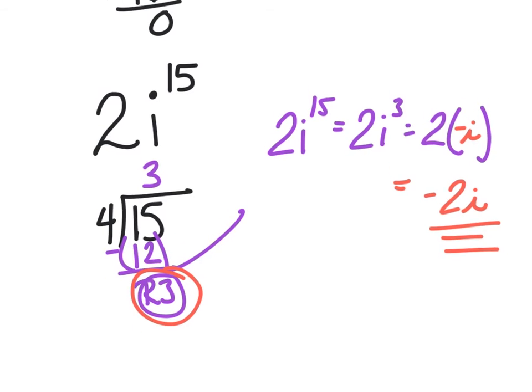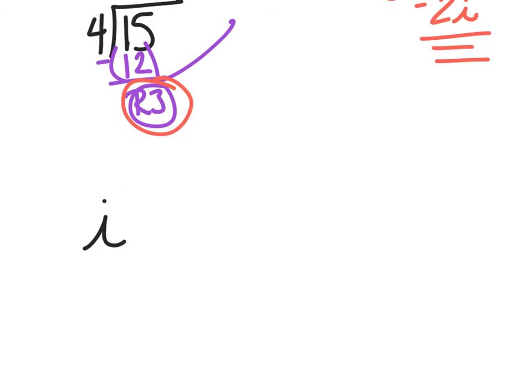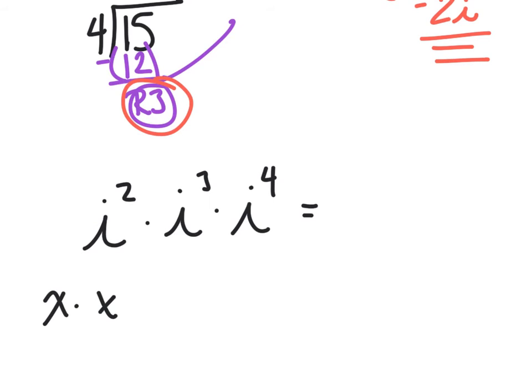All right, I'm going to squeeze one more down here. Let's say i squared times i cubed times i to the 4th. Think about this. When you multiply, think of x times x. What do you do with the exponents? Remember, you add them. So i squared times i cubed times i to the fourth is actually i to the 2 plus 3 plus 4, which is 9. Then again, all you have to do is break it down. 9 divided by 4 is 2. 4 times 2 is 8. That gives me a remainder of 1. So I get i to the first, which just happens to be i.